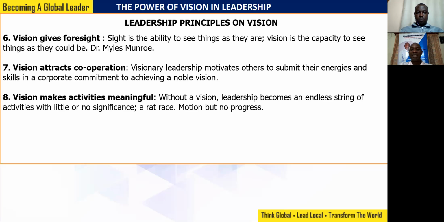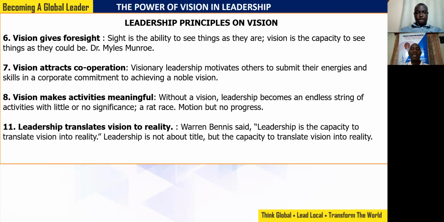Vision makes activities meaningful. Without a vision, leadership becomes an endless string of activities, roles, tasks, with little or no significance. It's a rat race, motion but no progress. So vision connects all the activities towards a bigger picture. It's not just motion, but we are able to look at where we are headed and track the progress.